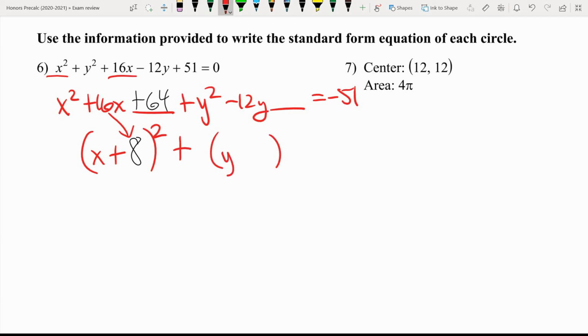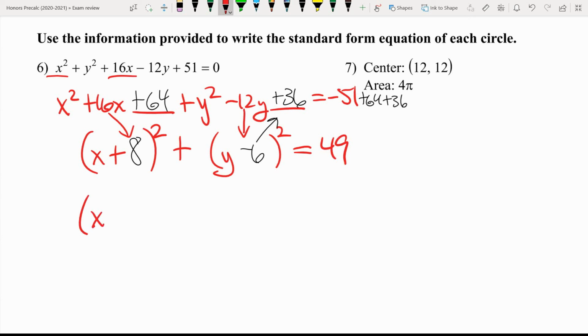It's going to be y and then something squared, but I take this negative 12 and I have it, so that's a minus 6. Then I square it, that's plus 36. But I got to balance that out on the other side, so I have to add 64 and 36 to the other side as well. Okay, so that means I end up with, over here, negative 51 plus 64 plus 36 is 49.